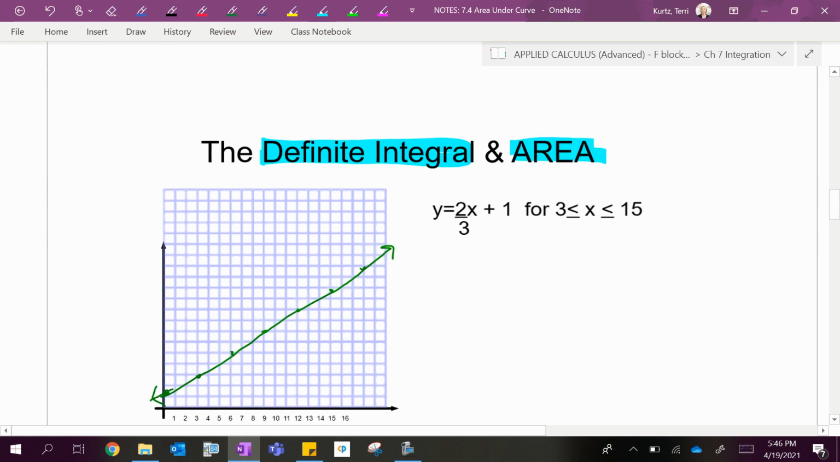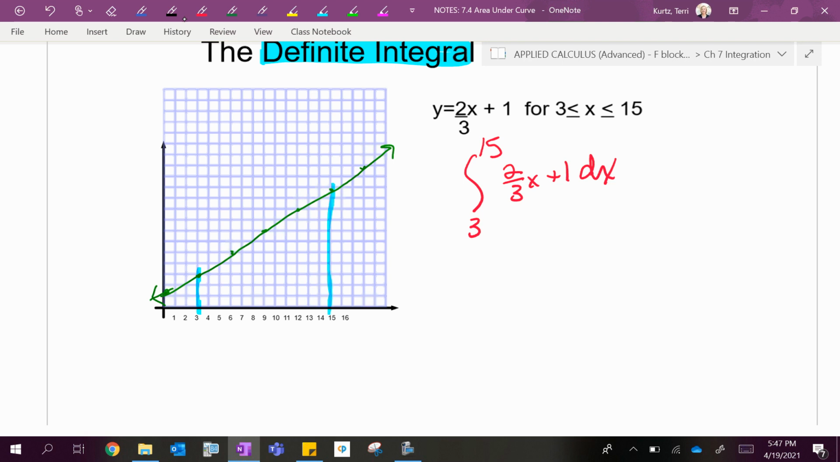So again, I've got the same curve, same graph. I'm going to try to find the area for x greater than or equal to 3, less than or equal to 15. I'm going to do this by finding the definite integral from 3 to 15 of 2/3 x plus 1, and then finding that antiderivative with respect to x. So I've got the dx here.